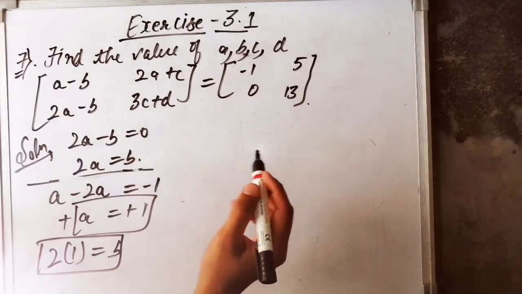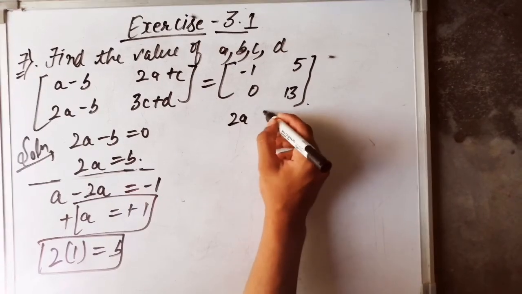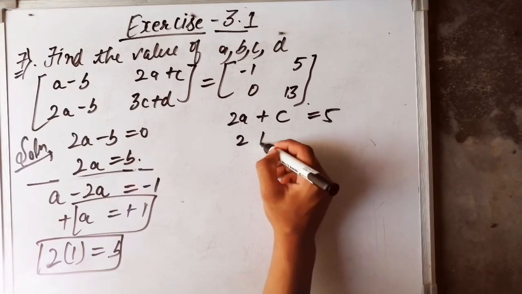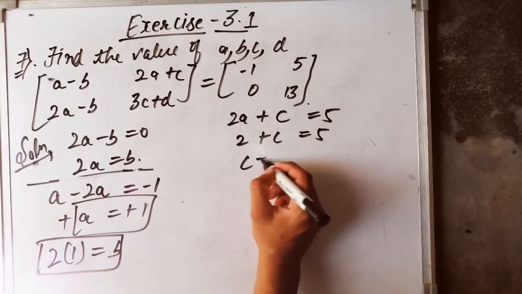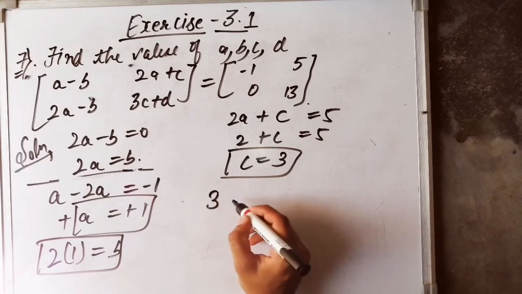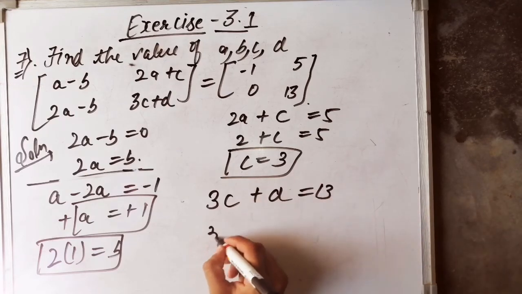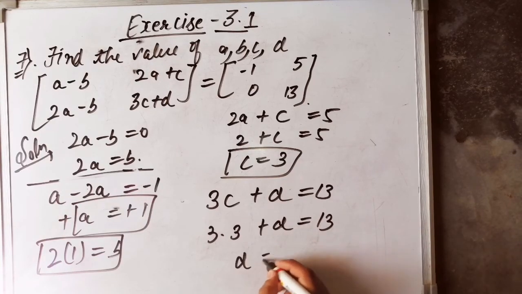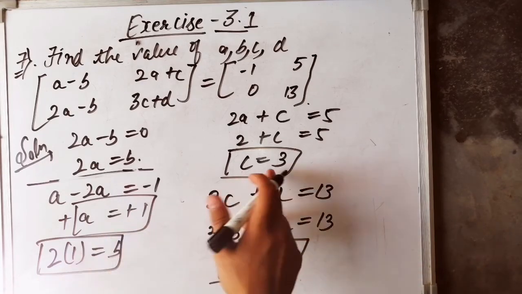But no matter, this is not our topic. Let's find the value of c. 2a plus c equals 5. The value of a is 1, so 2 plus c equals 5, and from here we have c equals 3. For d, we have 3c plus d equals 13. 3 into 3 plus d equals 13, and from here we have d equals 4. The values of a, b, c, d are 1, 2, 3, 4 respectively.